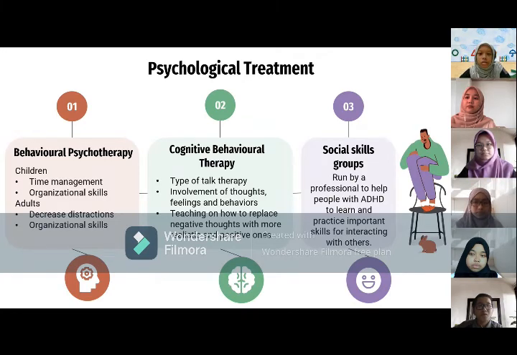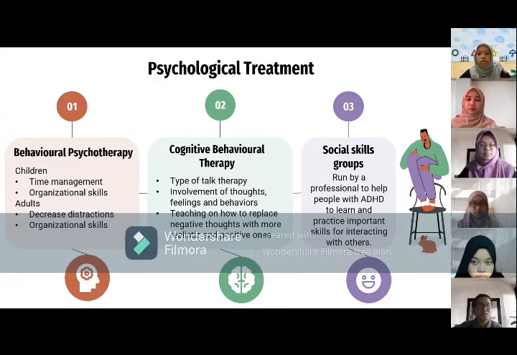So I will explain about psychological treatment. First is behavioral psychotherapy. This involves both children and adults. For children, we can teach them time management and organizational skills. This involves both parents and teachers, as it may be helpful for them. For adults, we can decrease distraction and improve organizational skills.